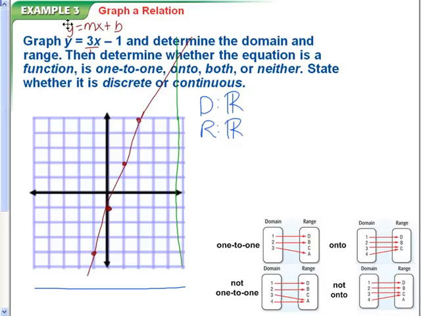Next question is, is it a function? Well, we already got a vertical line drawn. Let's use it again. Will this ever touch the graph twice at the same point? Answer is no, so this is considered a function.